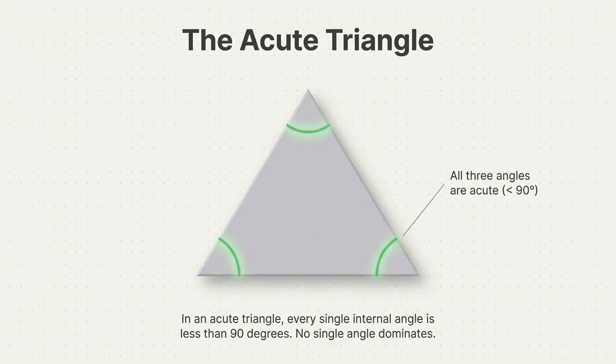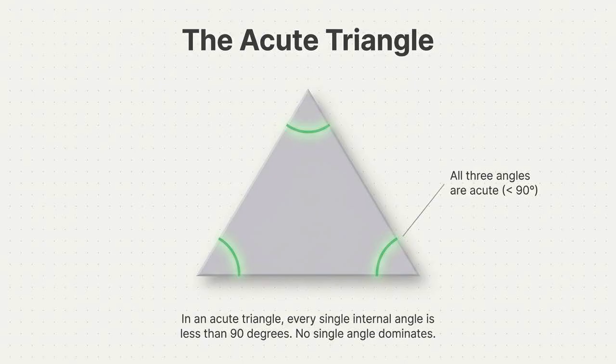And yeah, it's an all or nothing kind of deal. Not 1, not 2, but all 3 angles have to be under 90 degrees for it to be called an acute triangle.